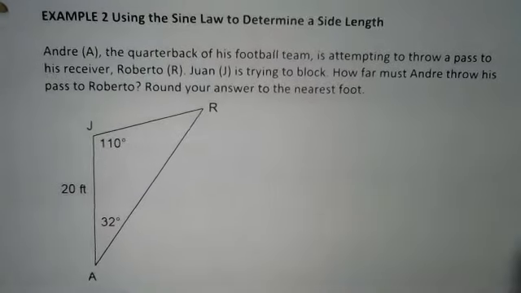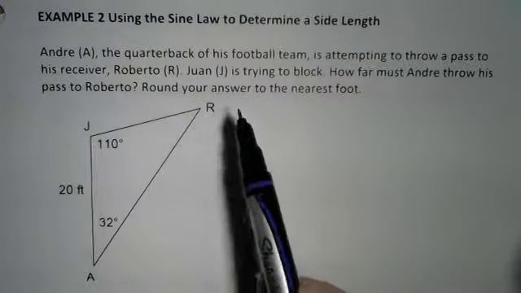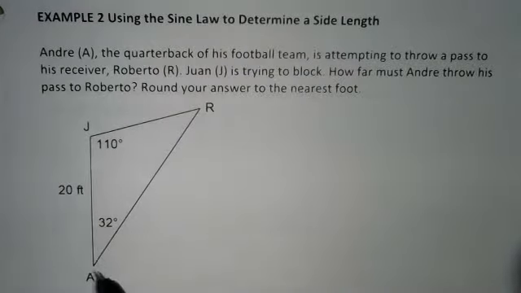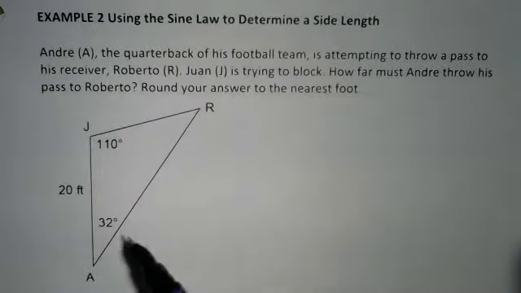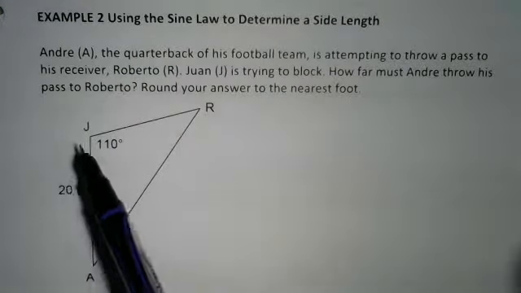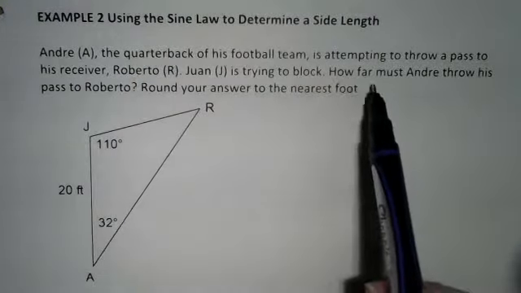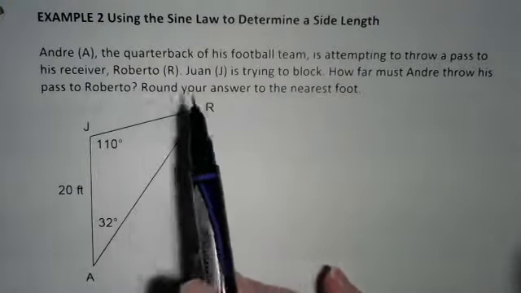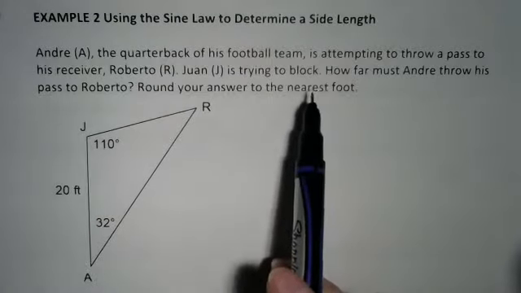So Andre, A, we're going to call him A, quarterback of his football team, is attempting to throw a pass to his receiver, Roberto, who is R. So he wants to throw to Roberto over here. Juan is trying to block. So he's trying to get in to block. How far must Andre throw his pass to Roberto?